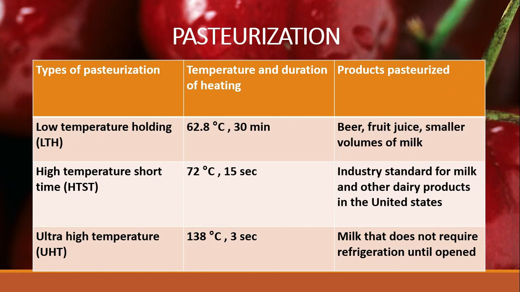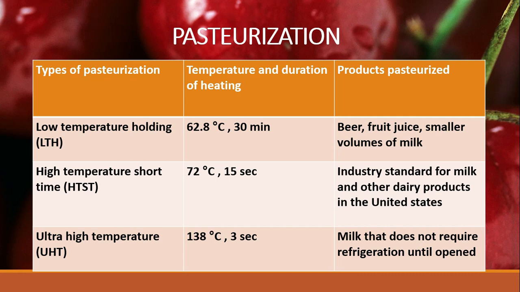Pasteurization. There are mainly three different types of pasteurization. In this chart we are going to discuss the types of pasteurization, temperature and duration of heating, and products pasteurized. First one is low temperature holding. The temperature is 62.8 degrees Celsius or 63 degrees Celsius for 30 minutes. Beer, fruit juice and smaller volumes of milk are the products pasteurized.